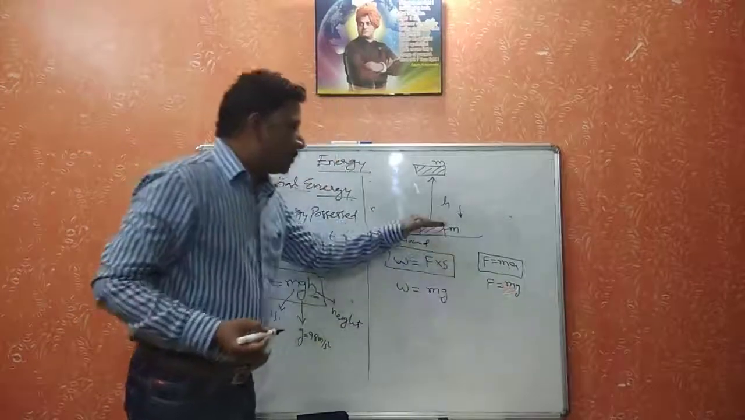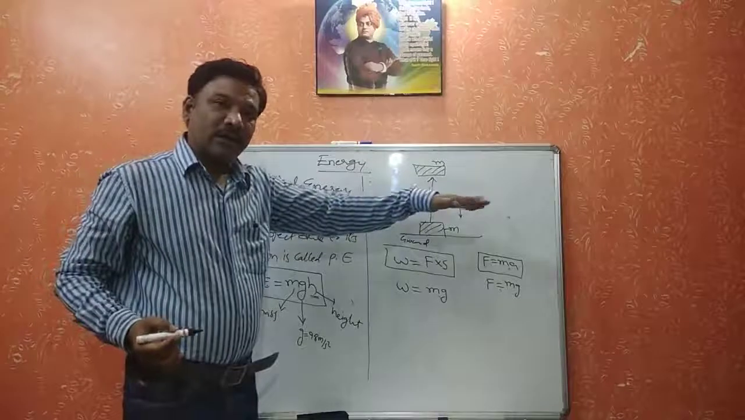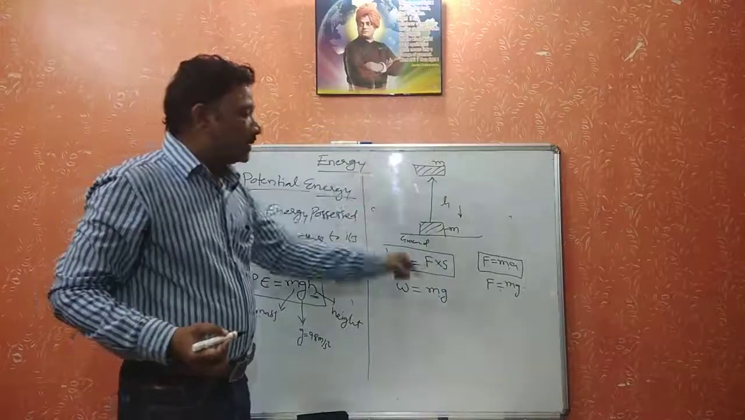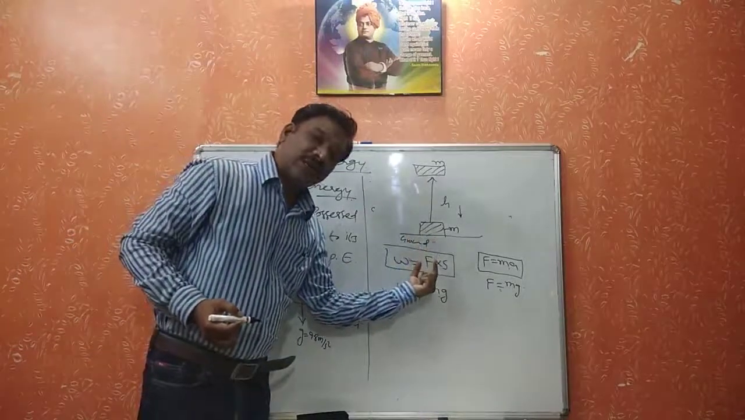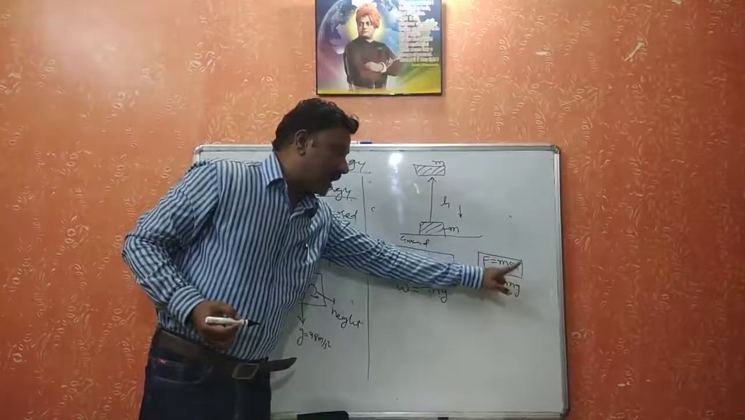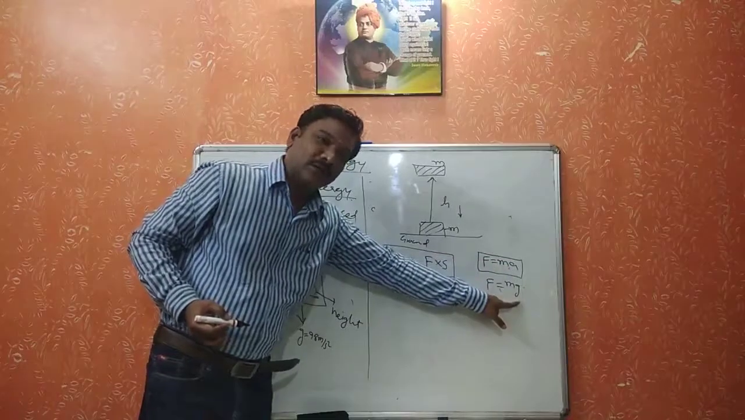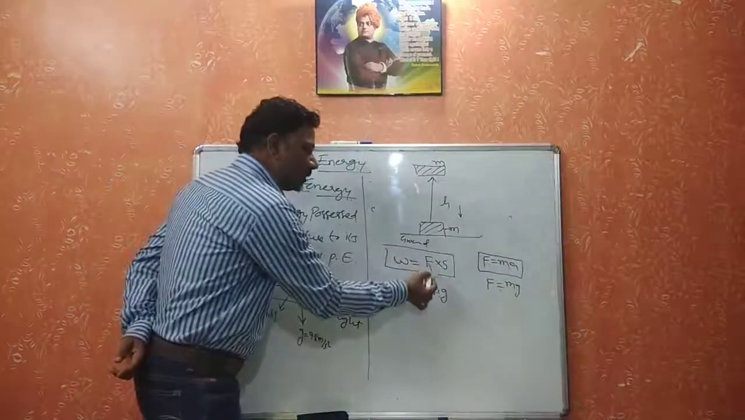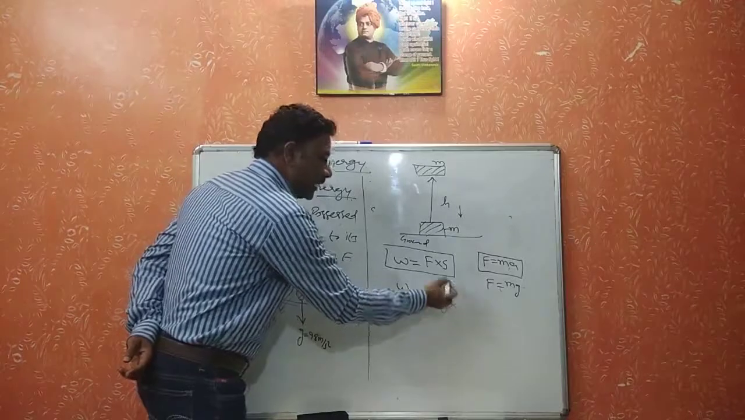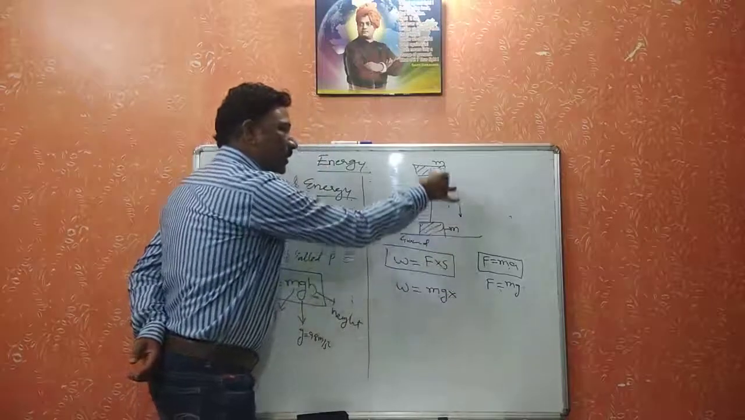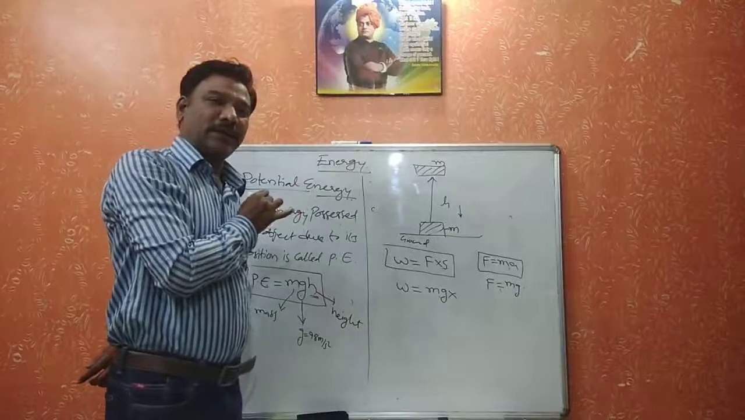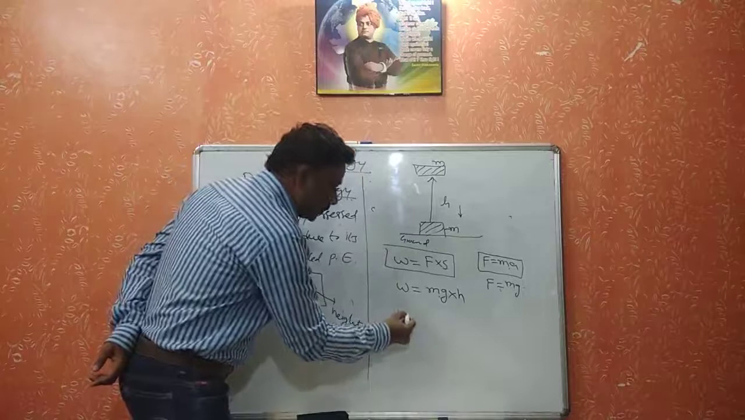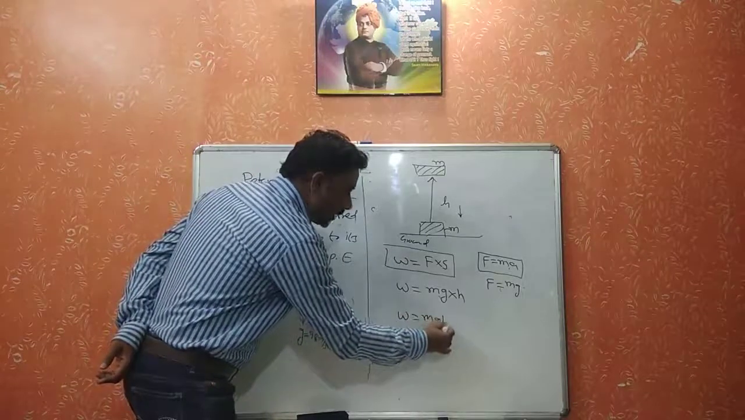Why? Because the object is not moving horizontally. The object is moving in the upward direction, vertically upwards. At that time, gravitational force can be considered. Instead of normal acceleration, we have to take the acceleration due to gravity, small g. So F is equal to mg, and instead of S, the object is moving in the upward direction to a certain height, so we have to write h. So W is equal to mgh.